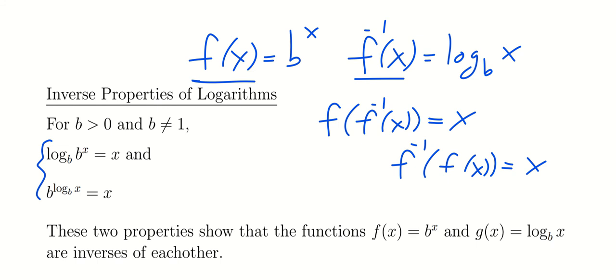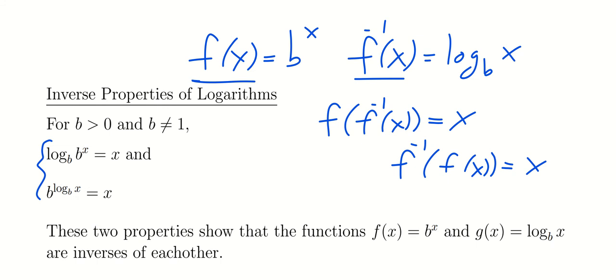Let's look at the second condition. Here we're taking b and we're raising it to a logarithm, which is ultimately just an exponent. Log base b of x, that's the exponent that you would need to raise the base b to in order to get the value x. But then what we're doing is we're actually taking b and raising it to that exponent. Therefore, the value we would get would be the value x.